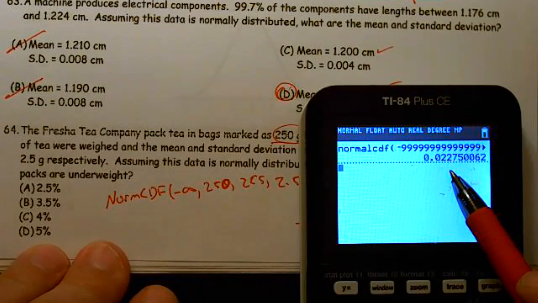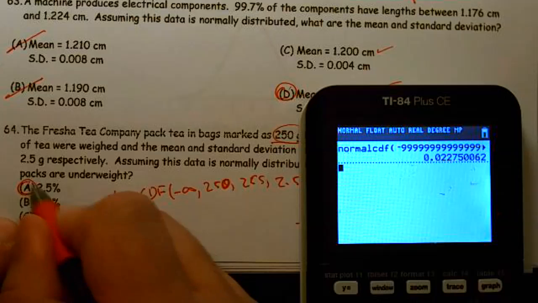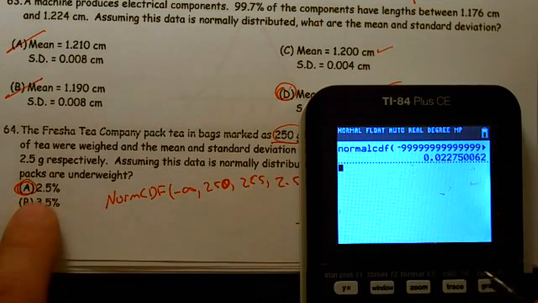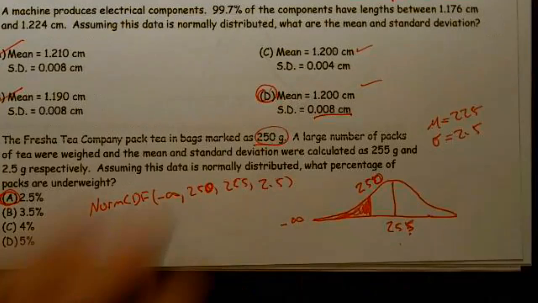Well, we're going to have to choose the one that's closest, and the one that's closest is 2.5%. Okay. I know we have 2.2, which is not exactly that, but that is our closest one. All right, so that's number 64. Moving on to problem number 65.